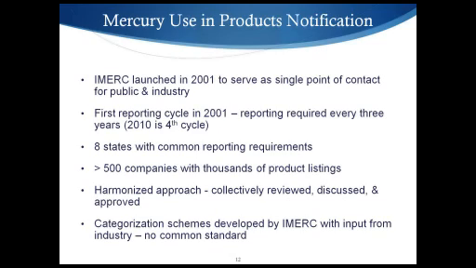So the Northeast states launched IMERC in 2001 to begin to gather information about mercury use in products and to serve as a single point of contact for public and industry. And the thought there was to really try to minimize duplicate efforts and try to promote efficiency in developing this program and trying to reach commonality among the states so that information could be shared and this could be a real regional effort, a joint effort. The first reporting on products began in 2001, and reporting is required every 3 years. So the calendar year 2010 is the fourth reporting cycle.